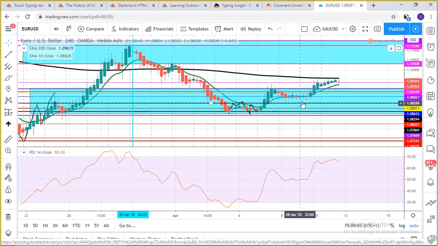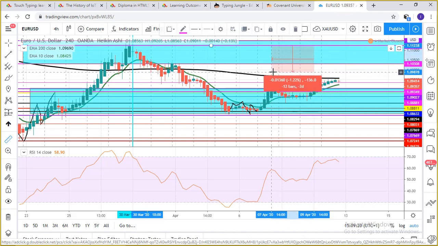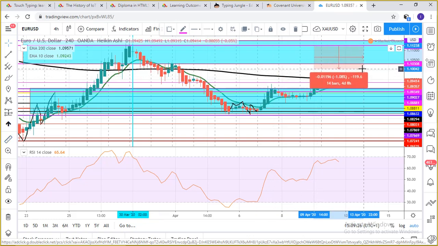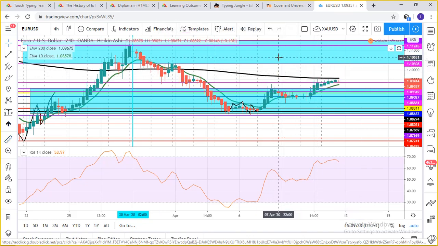Another battle occurred here. Eventually they are going to go all the way to this point where we have our TP. I think in the coming week we might be able to take profit. How many pips away are we from taking profit? We are about, let's say, about 168 pips away. So we might be able to achieve that in the coming week.